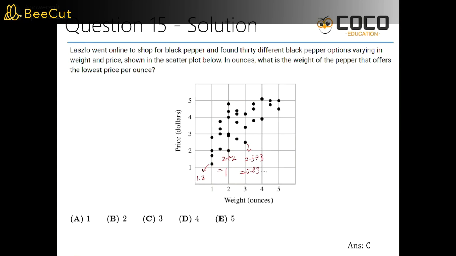Okay, the next one is a little bit less than 4. So if you treat it as 4, divided by 4, this is 1. The last one, this is 4.5 with 5 ounces. So 1 ounce is 0.9. Okay, out of this, the one with the lowest price is this 0.83. So this is 3 ounces. Answer is C.